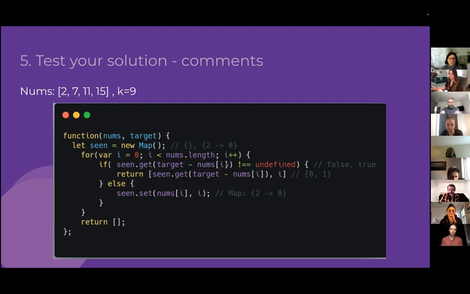Then we iterate again. On the second iteration, nums at i is now going to be equal to 7. So when we subtract 7 from the target, which is 9, we get 2. And on our last iteration, we stored 2 in the hash map. So this time when we do the get, it's going to return true. Then we go into this return block and boom, we return the indexes 0, 1. So that's an example of how you might use your brain as the human computer, essentially, to walk through the steps one by one and test whether the algorithm is working or not.